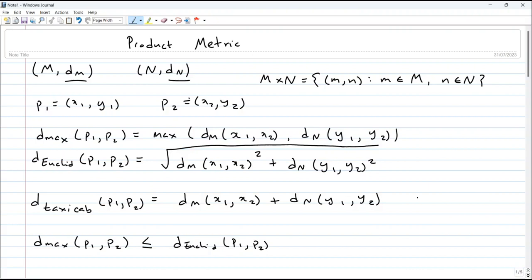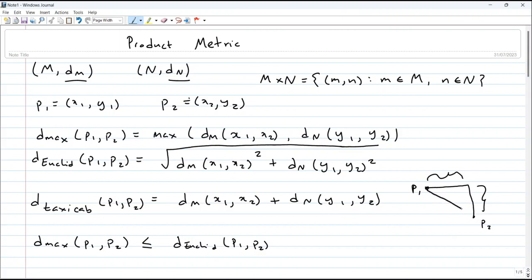I am not going to prove it in terms of symbols, because I think it's easy to put in the symbols if I give you the intuition. So here it is. Call this point P1 and call this point P2. So the maximum distance is the maximum of these two lengths, right?